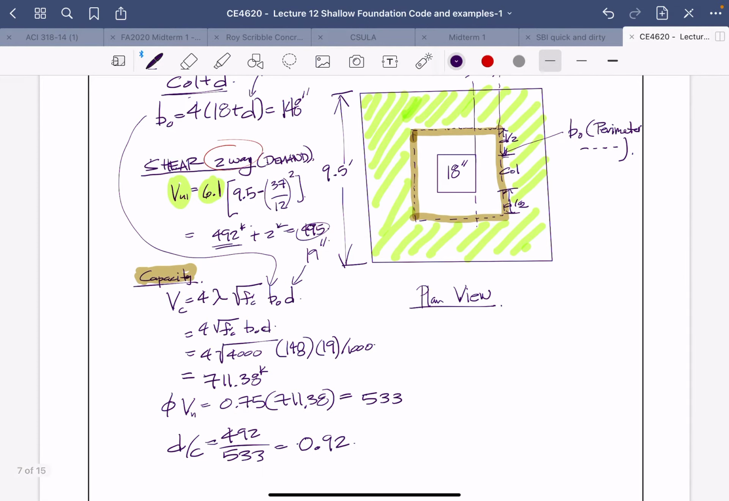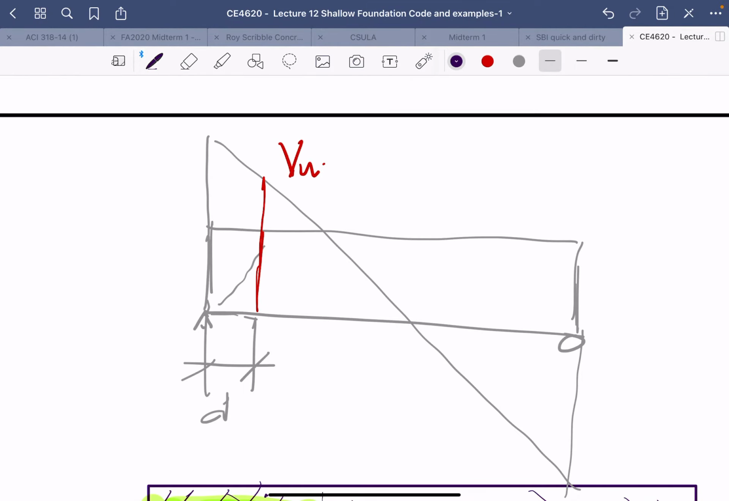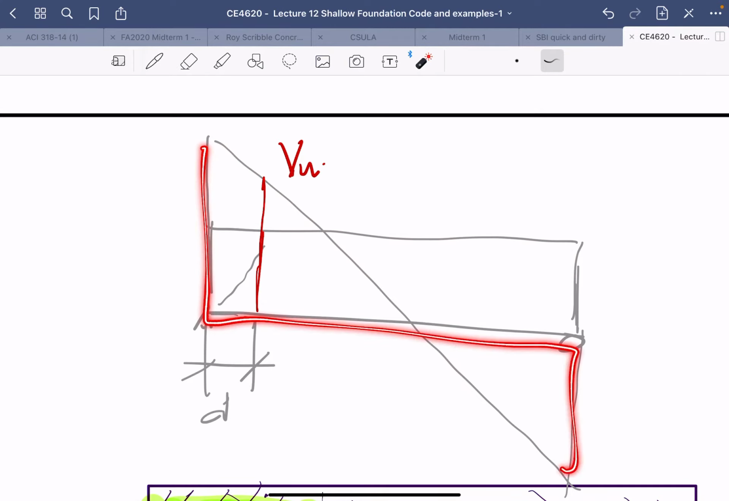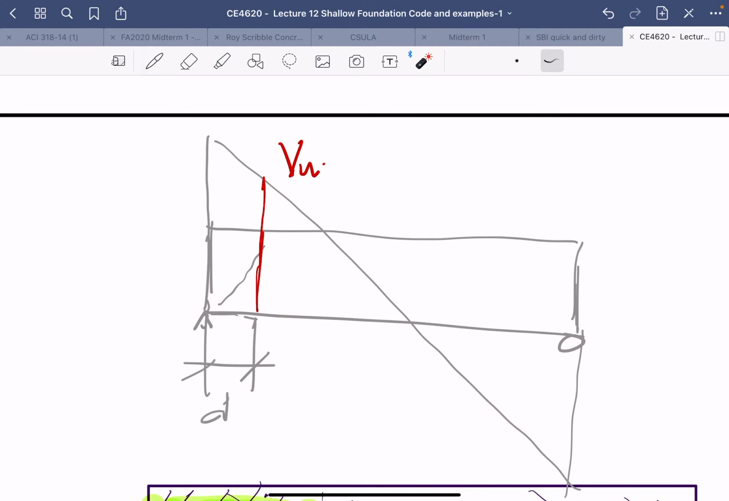Now we talk about one-way shear. One-way shear is very similar to what we did in beams, right? So we talked about how we have a beam, and we draw the shear diagram that looks like this. A d distance away, at that point, we can assume, because that's where our crack occurs, that that is the VU that we designed for shear. Remember, bending moment would be right at the face, so that would be your MU. But for VU, you can go ahead and reduce the load, and check it that way.